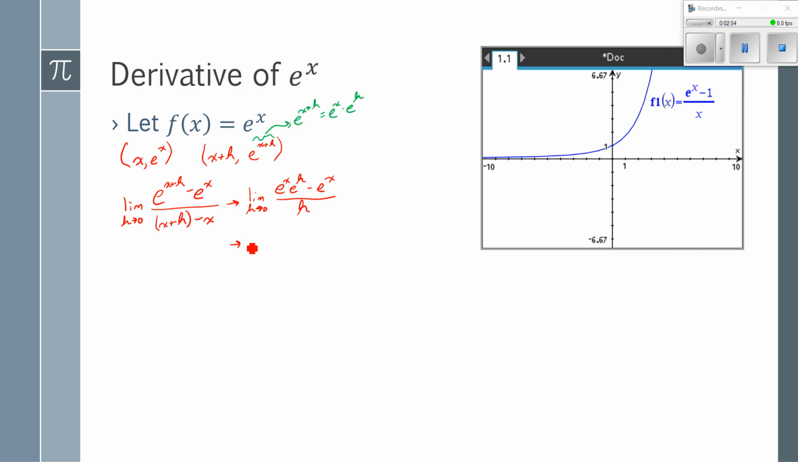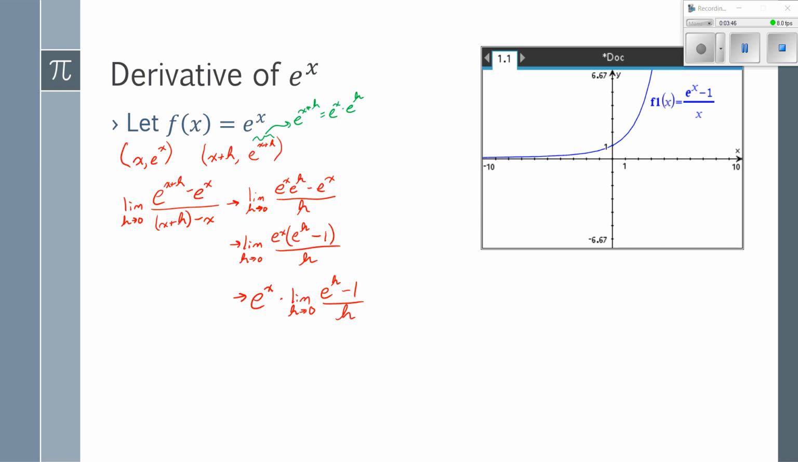Still can't do substitution. So I have the limit as h approaches 0 of e to the x, which I pull out of the numerator, times e to the h minus 1 all over h. But now, according to my limit, h is the only thing that changes. So even though I don't know what x is, it's not changing in my limit. So e to the x, in terms of the limit, is a constant multiple, and I can pull e to the x all the way out of that limit, because in the limit, only h is changing. But I still can't do substitution here, so I've simplified all I can.